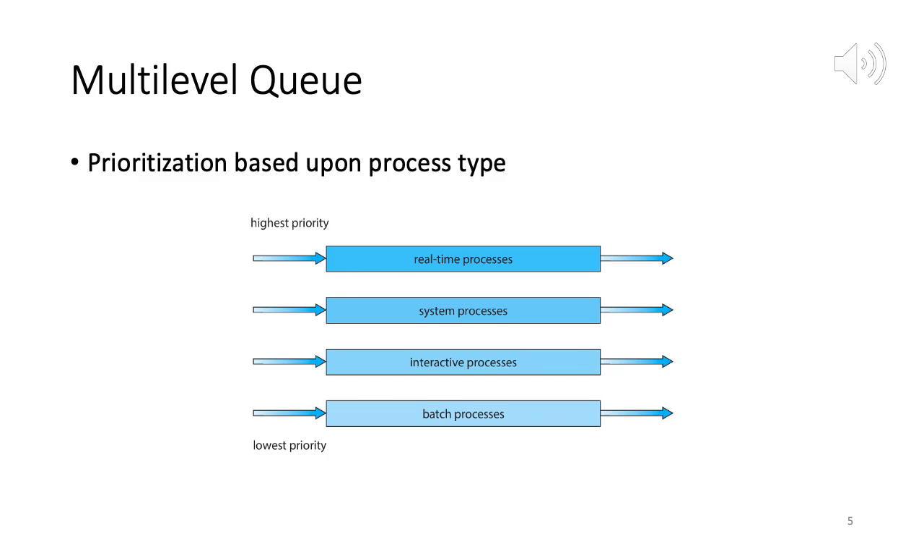So in this way, all the real-time processes you have, put them in one queue. All the kernel system processes in another queue. All the interactive processes, third queue. All the batch processes, fourth queue. And now you can try to schedule.